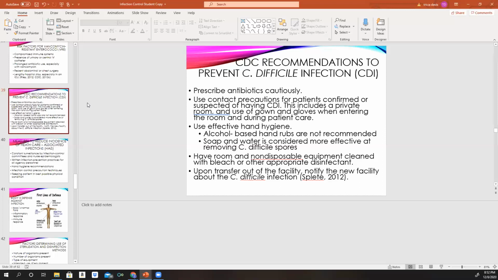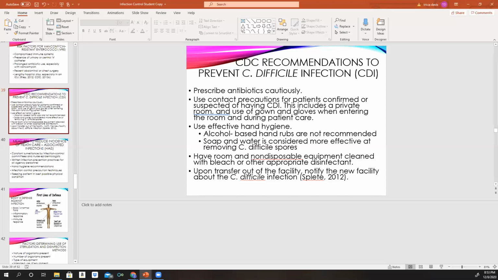We're going to use effective hand hygiene, so alcohol-based hand rub. When you're washing your hands in and out of the room with those little antibacterial soap things on the wall, that's not effective. Soap and water is considered more effective at removing those C. difficile spores. You want to have the room and non-disposable equipment cleaned with bleach or other appropriate disinfectants.